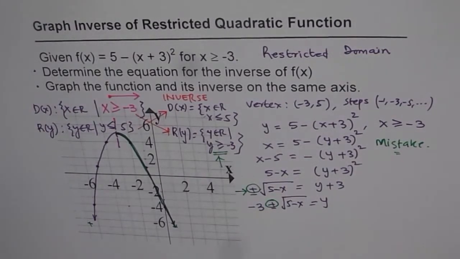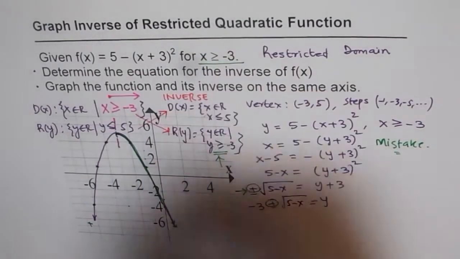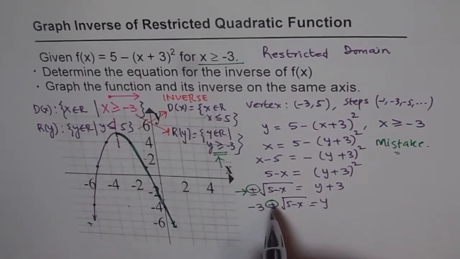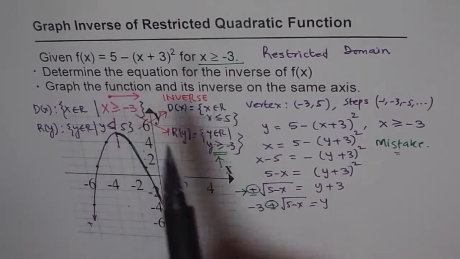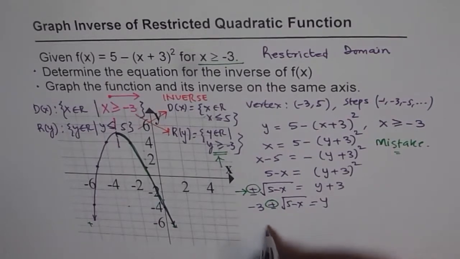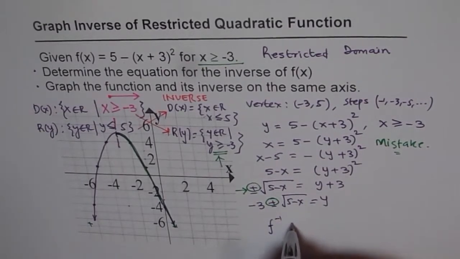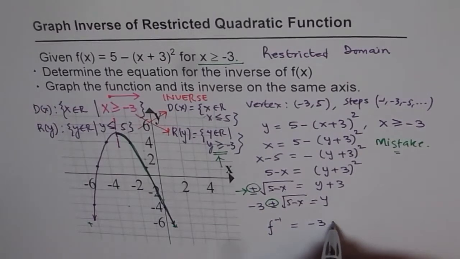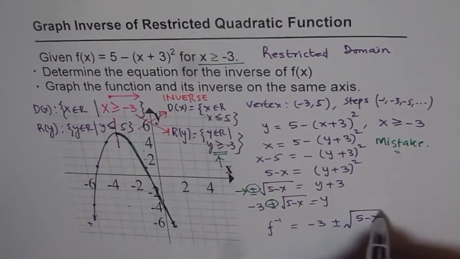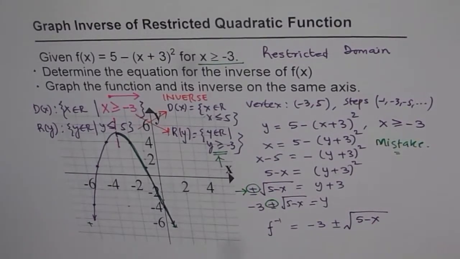So that is kind of important to understand. When you have a restriction like this, you should not take both the plus and minus signs. You have to take only the plus sign in this particular case when you are working on the greater than side. If this was less than, you would have taken the minus sign. Correct? Now I'll write down the answer for you, which is f inverse of x equals minus 3 plus square root of 5 minus x. Do you understand? That is the result, right?